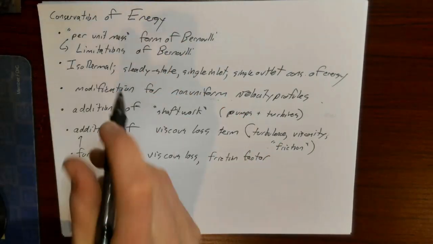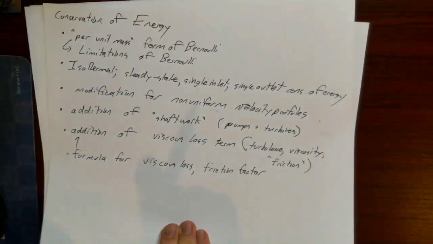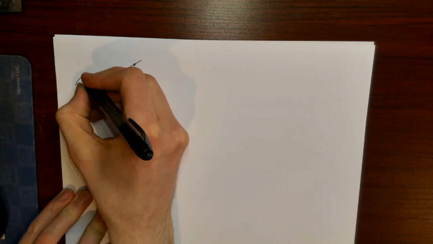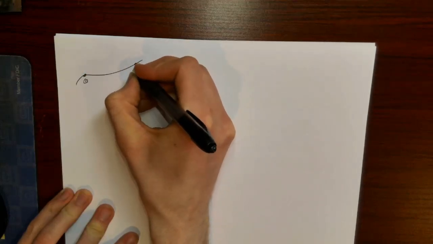All right, so let's recap Bernoulli as we formulated it last time. We defined it for a streamline. We basically had some flow, and we just said, let's define two points in the flow. Let's say point one, point two.